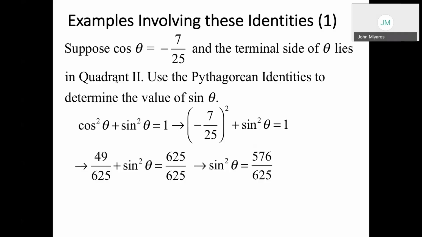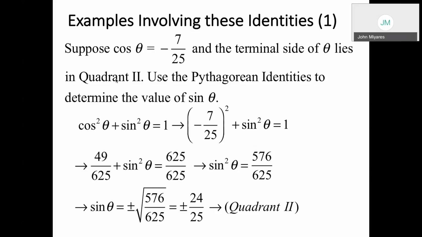Finally, we'll take the square root of both sides, which will make the sine of theta equal to plus or minus 24/25. The question now becomes what to do with that plus or minus sign. Since we're told that angle theta lies in quadrant 2, and the sine of any angle in quadrant 2 is positive, then our final answer for the sine of theta will be positive 24/25.